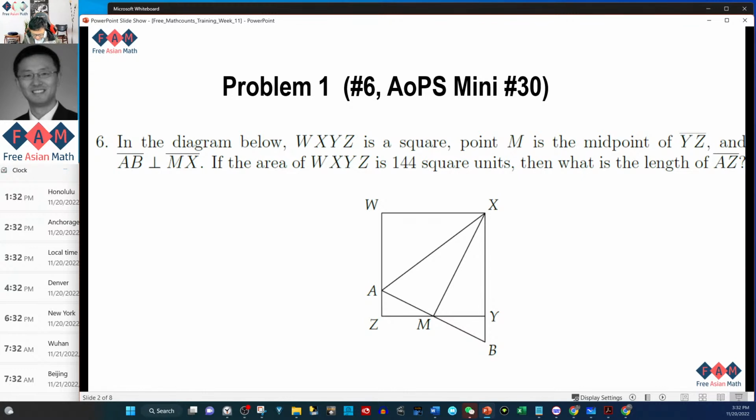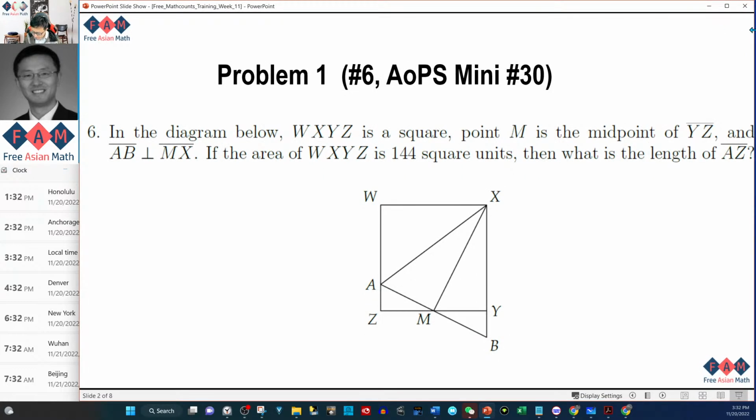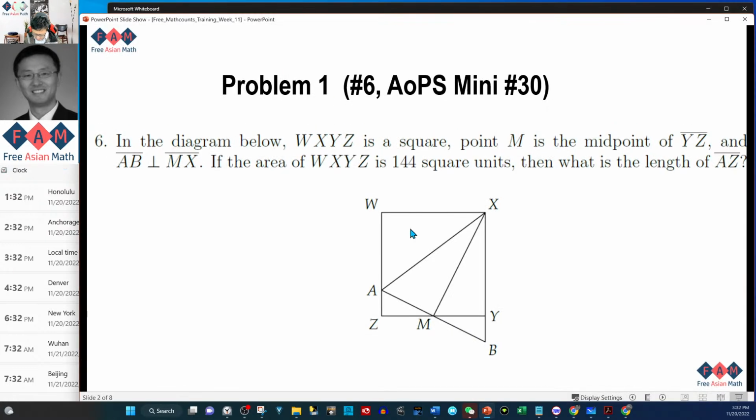So basically you have a square here, WXYZ, and for this square, you know M is the midpoint of YZ, the base side here. And then you connect X with M, then draw a perpendicular at M to this XM. So this line will intersect WZ at A and intersect the extension of XY at B.